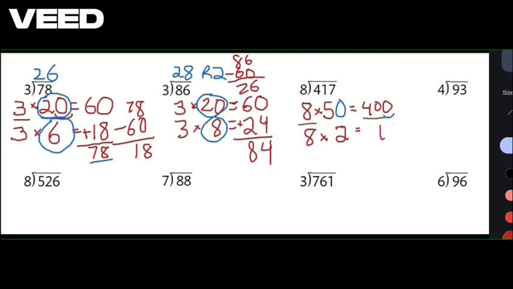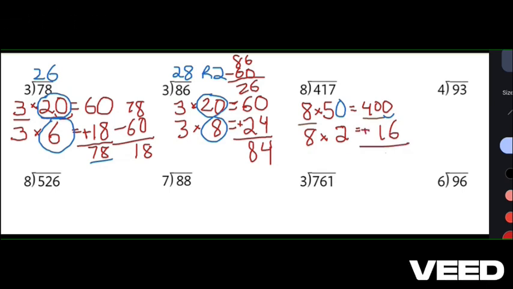Now let us add these numbers. 400 plus 16. Student 12, what is 400 plus 16? Well done. It is 416.